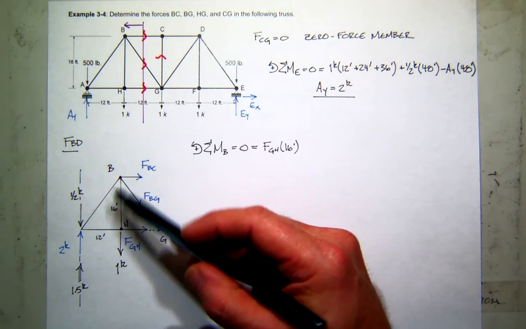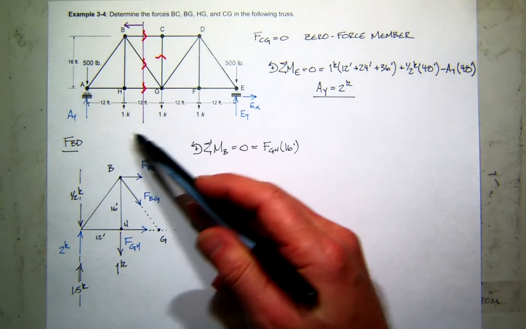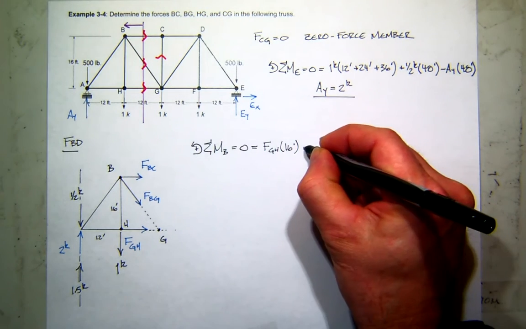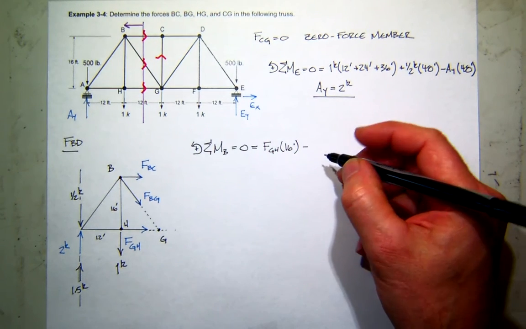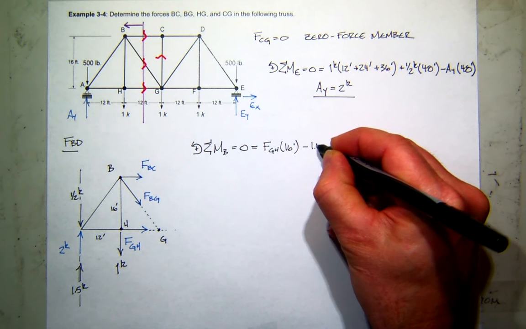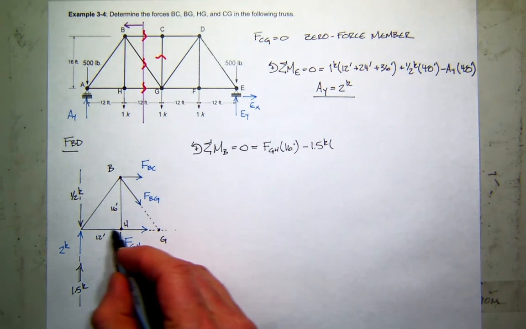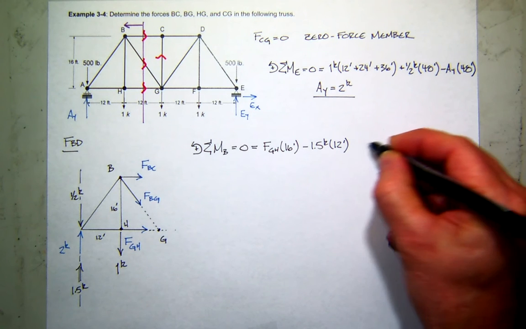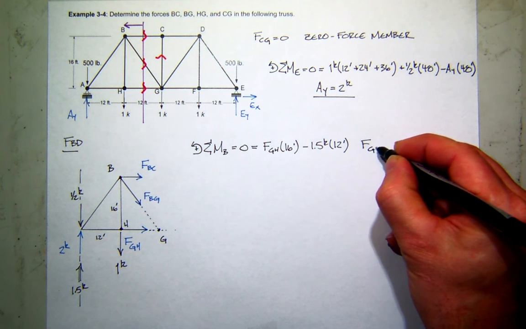So about B, this force creates what kind of moment about B? A negative. So I'll have a minus for my moment. My force is 1.5 kips. The moment arm, the distance between these, is 12. So I should be able to find the force in GH.